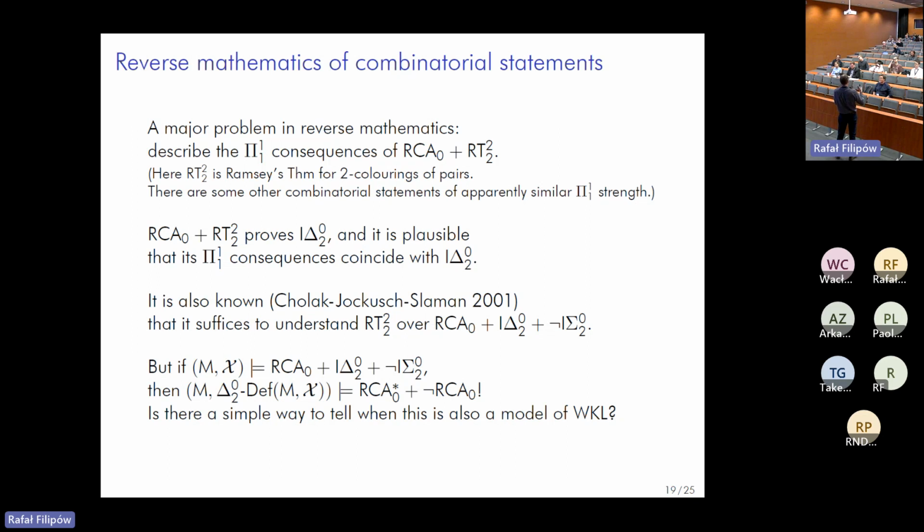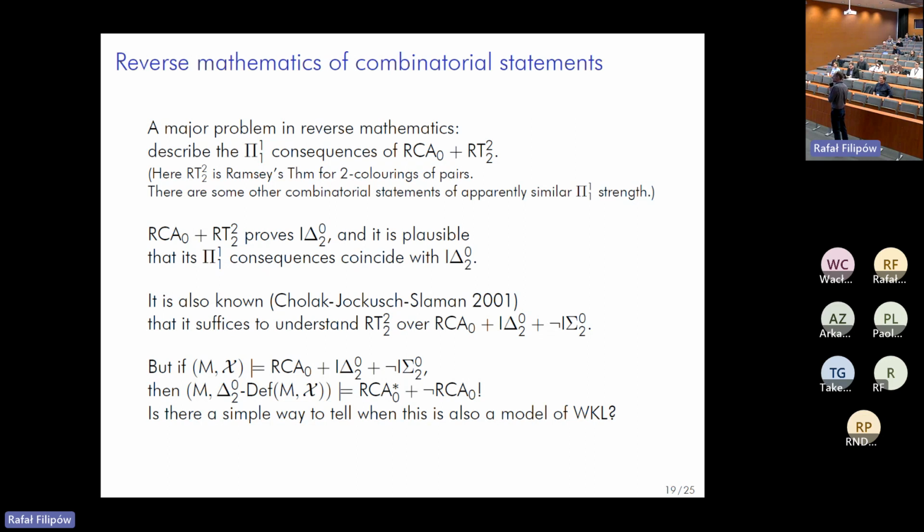Ramsey for pairs is an anomalous statement in reverse mathematics. It's incomparable to weak König's lemma, for example, and there's lots of stuff to understand about it. There's actually a whole family of Ramsey theoretic statements, somewhere roughly at the strength of Ramsey's theorem for pairs, and in many cases, their number theoretic strength is not really well understood either. So the problem is, what are the pi1 1 consequences of Ramsey's theorem for pairs?